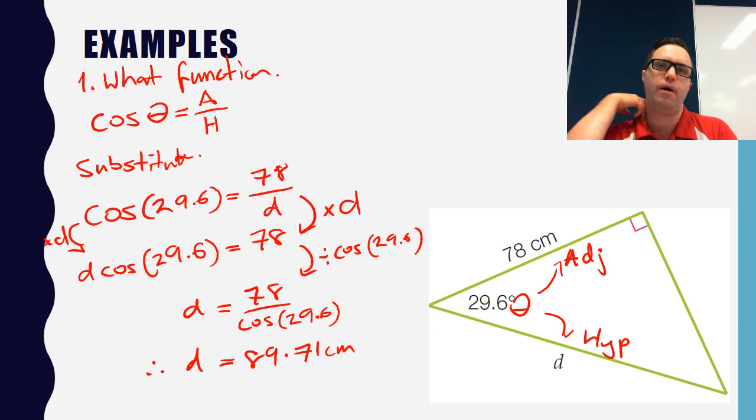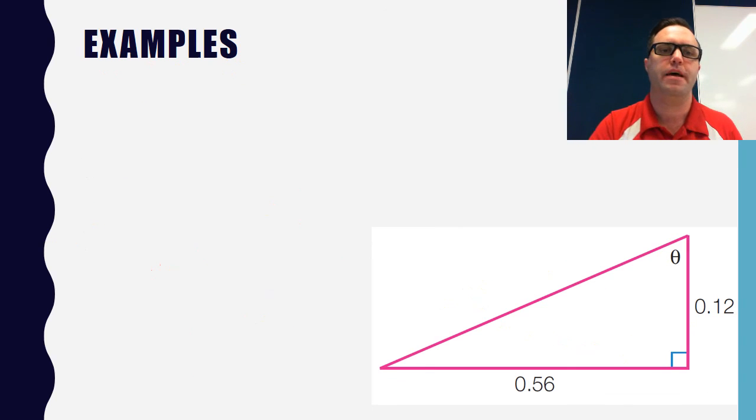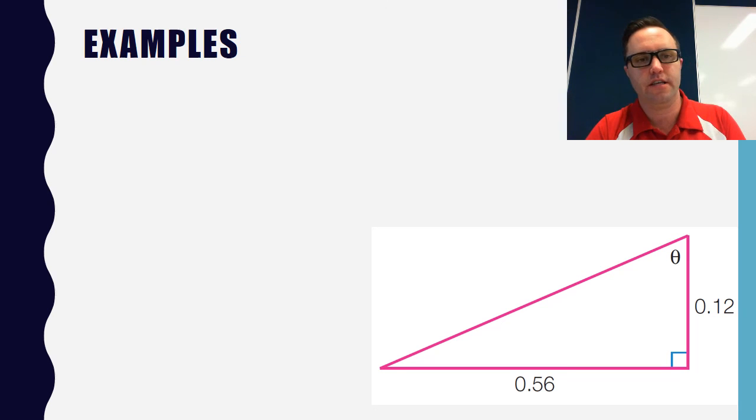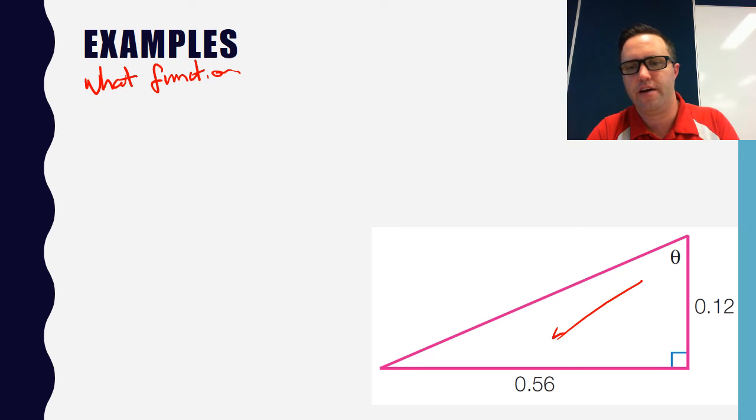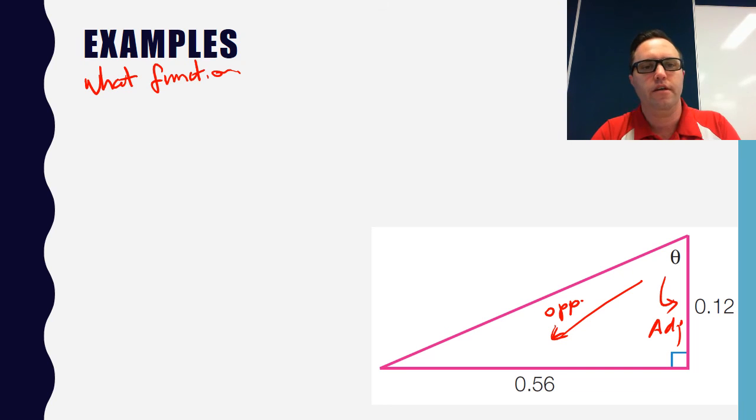Okay, sure it is, but it's something that you'll get very, very fast at being able to perform. Okay? All right, last one. So for this example, this time we don't know our theta. So first thing first, what function are we going to use? Let's have a look. We've got theta here, and compared to theta we have our opposite, and this side we have our adjacent. Okay, so now it's the tan function that is equal to the opposite over the adjacent.